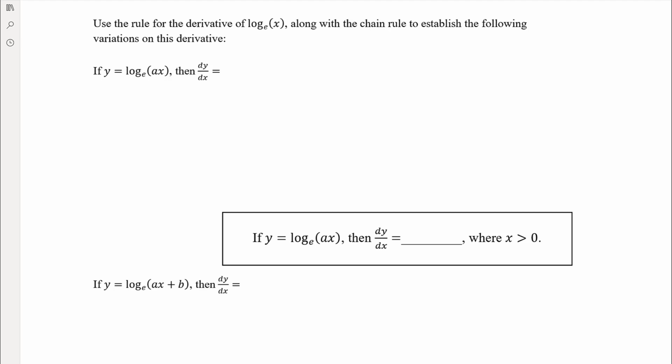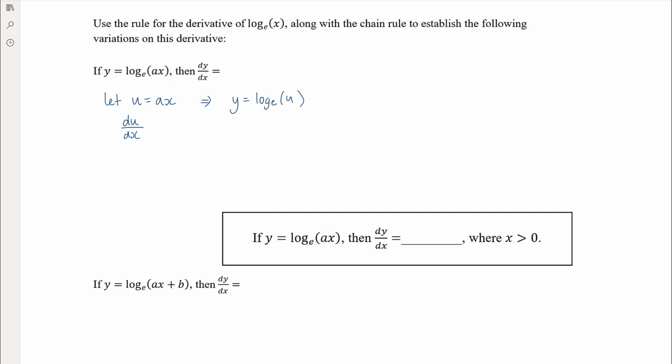So if we're going to use the chain rule the long way around, we let u be our inside function, which in this case makes u equal to ax. And that means that we get y equals log e of u in making that substitution. And then we can differentiate each of those.